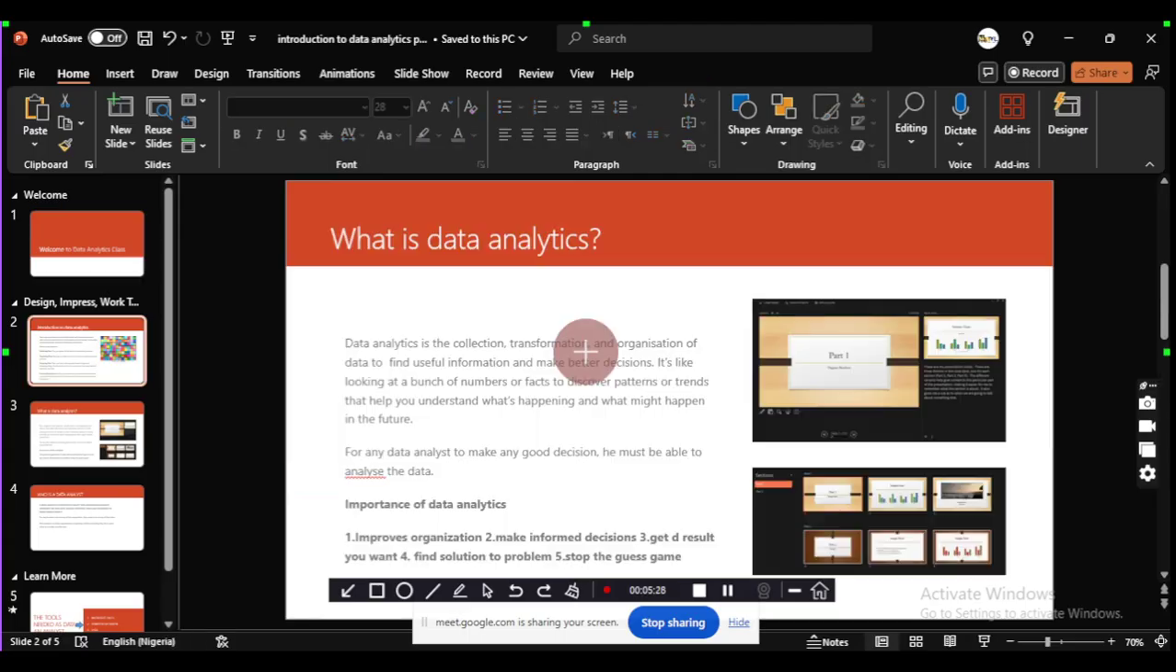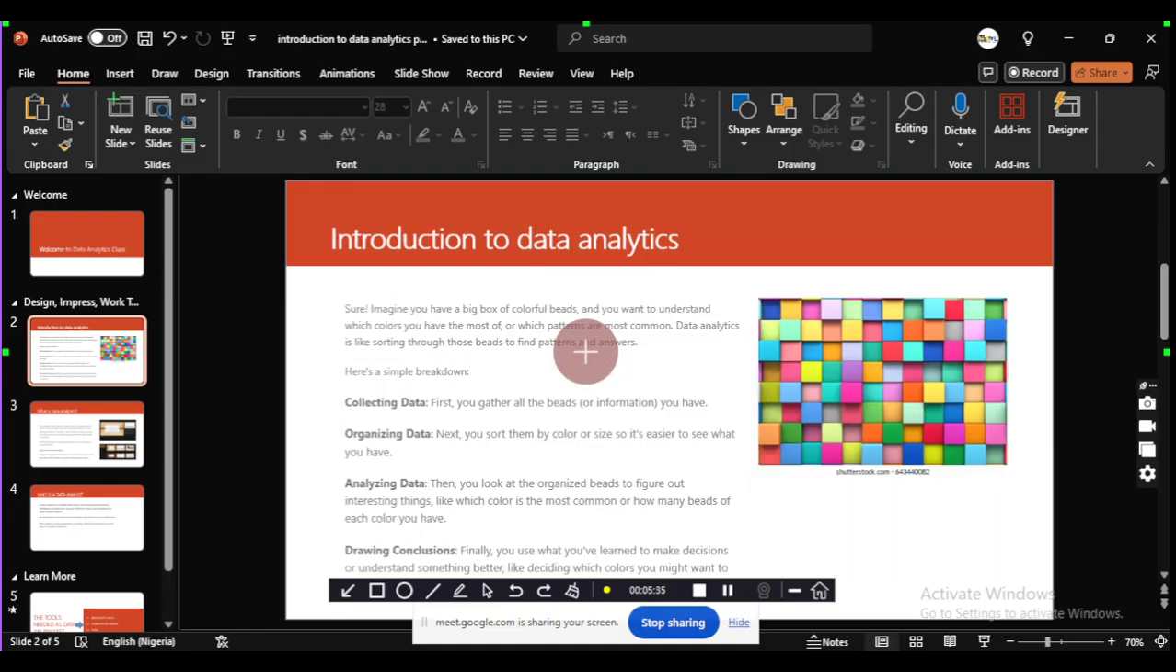Before that, I have something here. Imagine you have a big box of colorful beads. You want to understand which color you have the most of, or which patterns are most common. Data analytics is like sorting through those beads to find patterns and answers. For example, look at this. These are beads of different colors. Currently these beads are not organized. So what do I do?